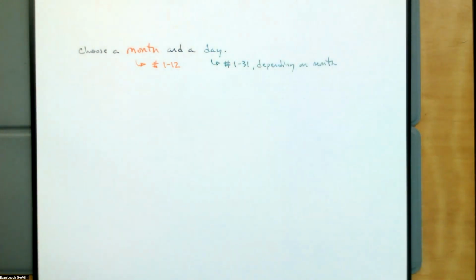So I want you to choose a month and a day. The month you're going to encode as a number in the standard way. So January is 1, February is 2, March is 3, and so on. Choose a month and a day. Go ahead and write it down. I can't see that far, so I'm not going to be able to see what you write down.